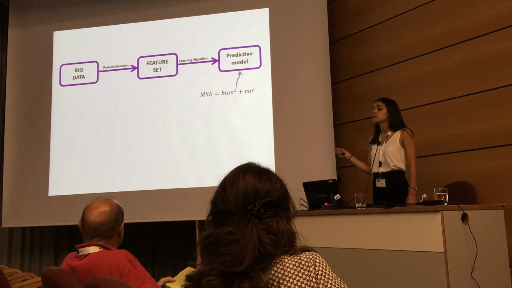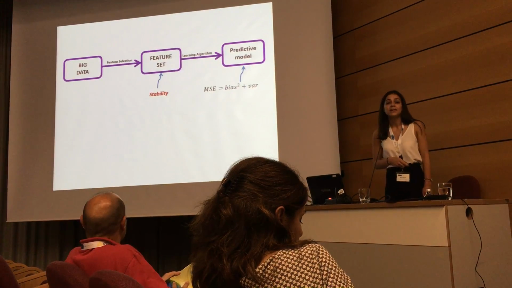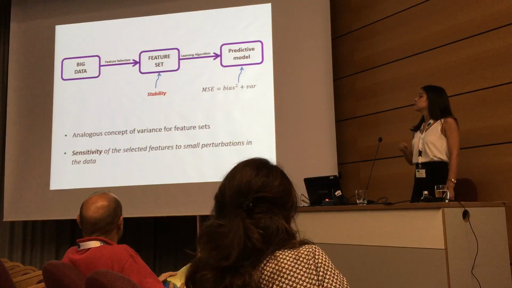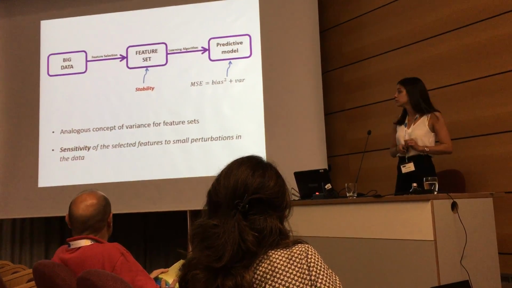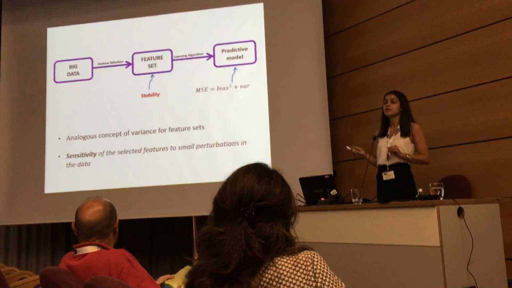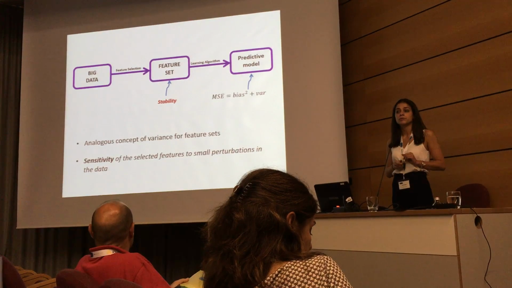So what if we looked a little bit earlier? What happens there? This is what we call stability. So stability is an analogous concept to the variance of a predictive model, and is defined as the sensitivity of the feature selection output to small perturbations in the data.